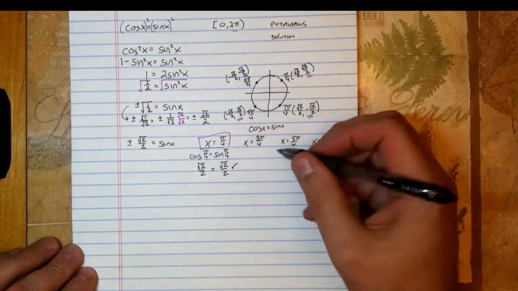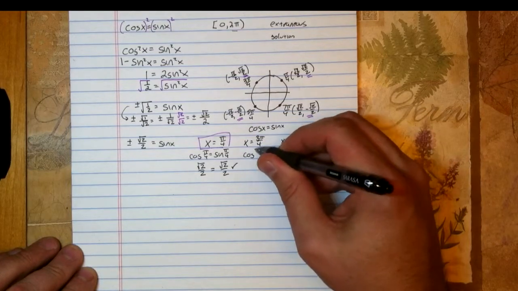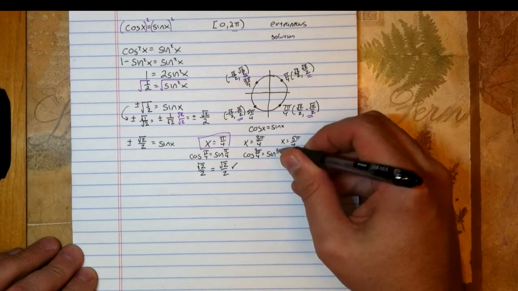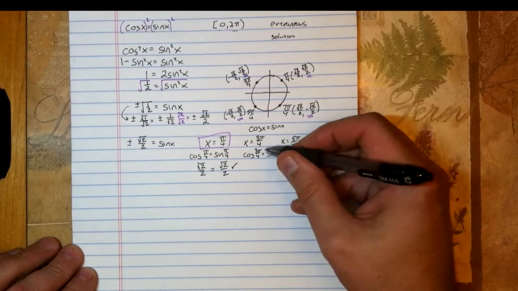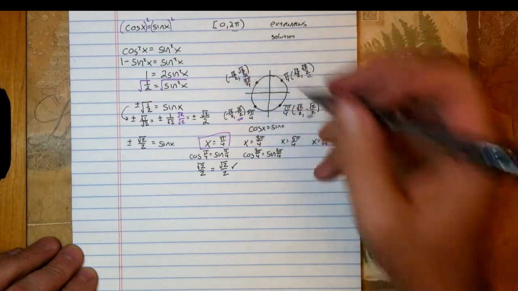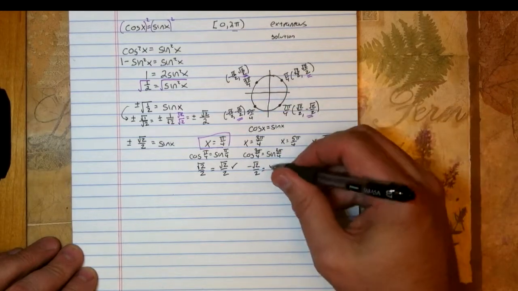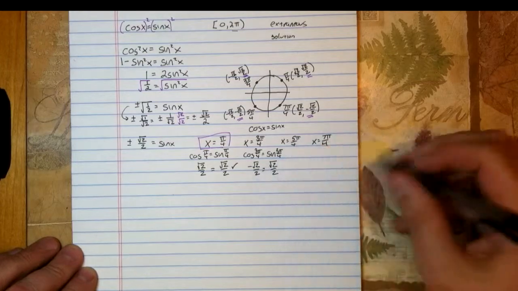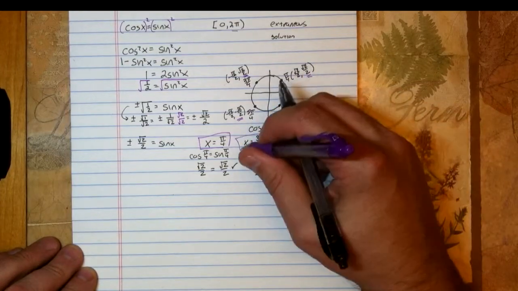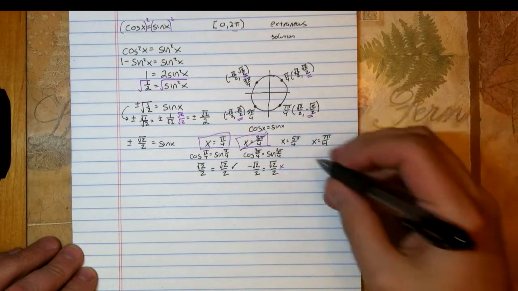Now let's try x equals 3 pi over 4. So I'm going to say, is it true that cosine of 3 pi over 4 is equal to sine of 3 pi over 4? Well, cosine of 3 pi over 4, if I look at my mini unit circle up here, is negative square root 2 over 2. And sine of 3 pi over 4 is positive square root 2 over 2. So these are not equal. So I'm going to throw this solution out. That was extraneous.